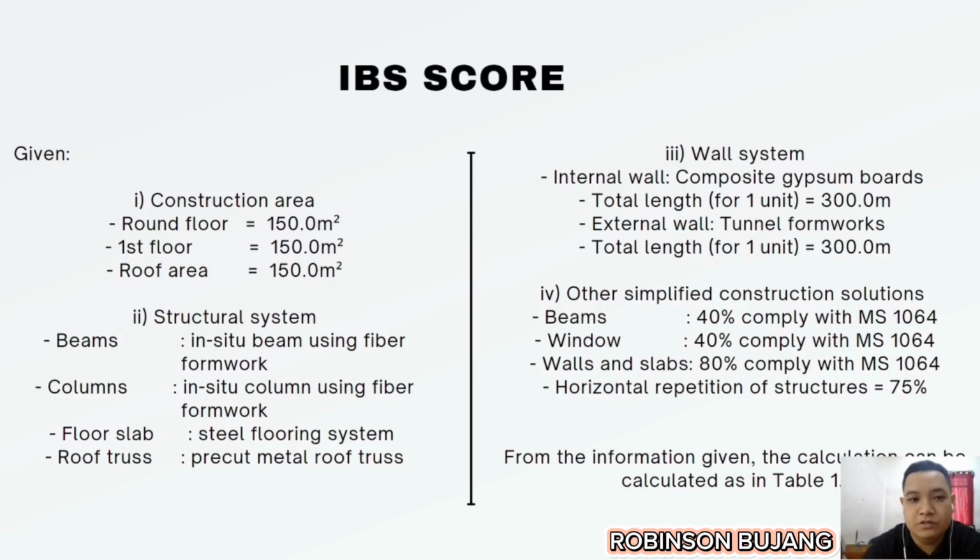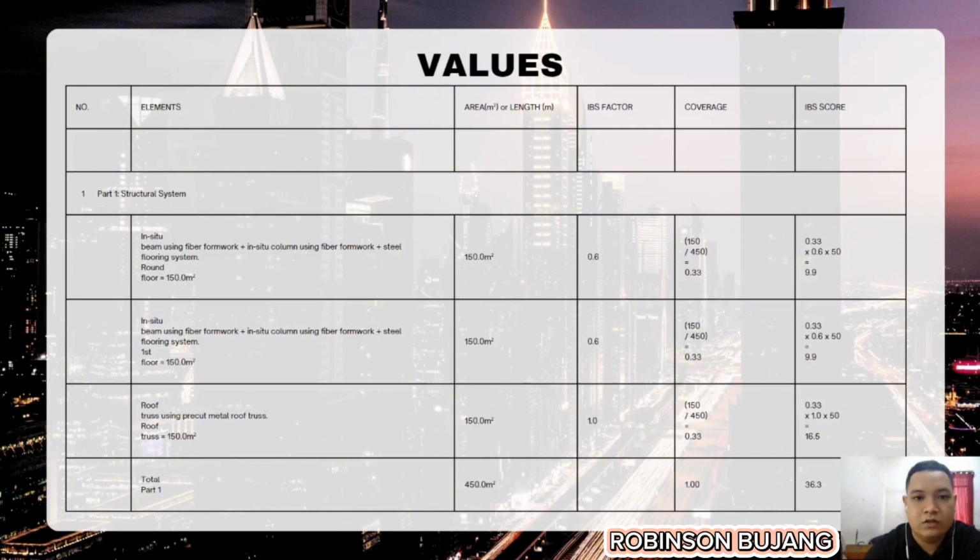Hello, my name is Robinson Mudanda Julis. Today I will present about the IBS code. So this is a question we got from the lecturer. So this is our calculation. Okay, part 1 is the structural system.